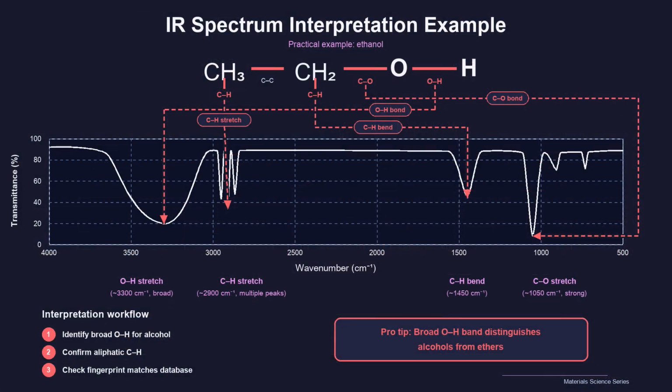Let's interpret ethanol's IR spectrum systematically. The broad peak around 3,300 inverse centimeters indicates OH stretching from the alcohol group. Multiple peaks near 2,900 indicate aliphatic CH stretching from CH3 and CH2 groups. Peaks around 1,450 correspond to CH bending. The strong absorption at 1,050 represents CO stretching. The interpretation workflow starts with identifying the broad OH band for alcohols, confirming aliphatic character, then verifying the fingerprint matches database standards.